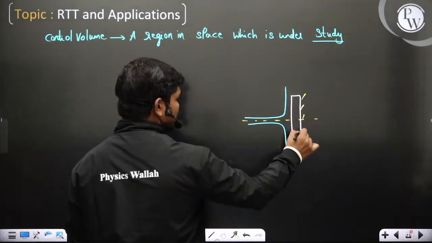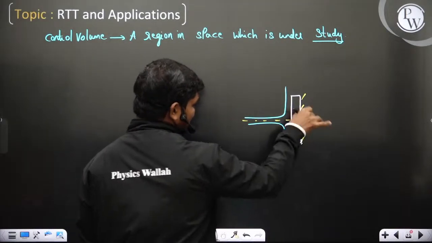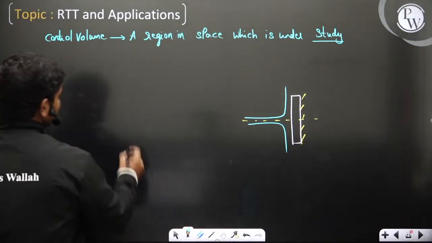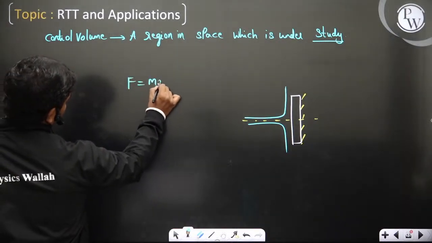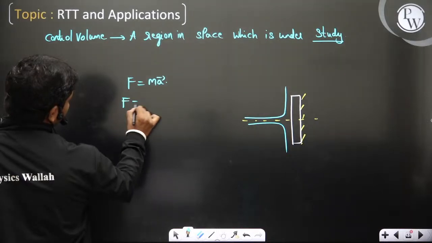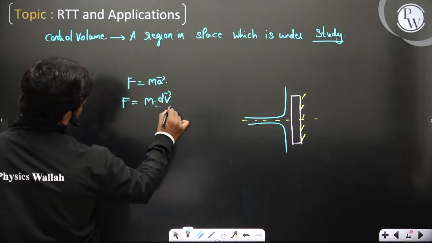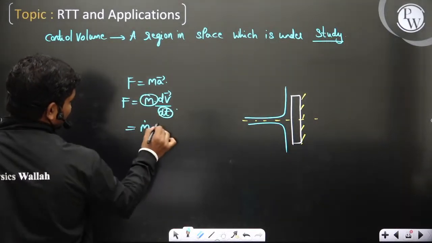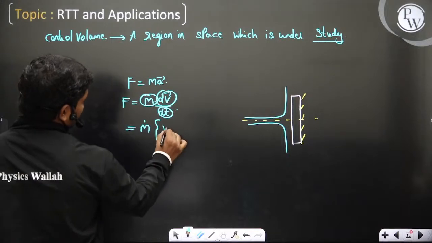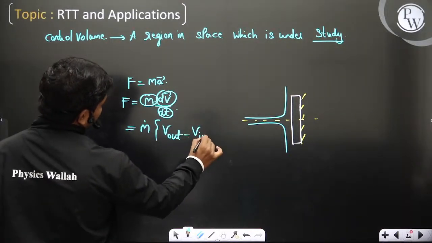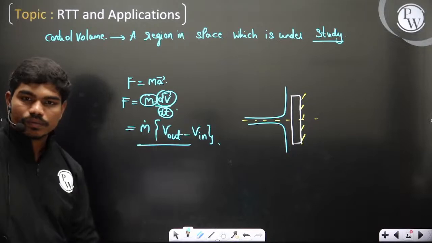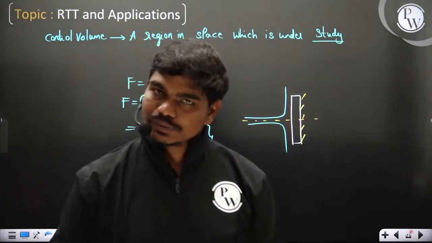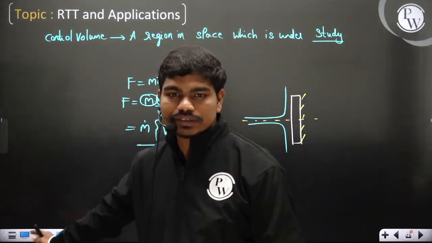And this guy is fixed. For simplicity, let us say this is fixed. Okay. Now, what you generally understand is they'll say F is equal to ma, and they'll write the momentum equation m into dv by dt, and they'll tell you m dot, and change in velocity, so v out minus v in is what they tell you. Correct? Yes or no? This is what you have seen. So F is m dot times v out minus v in is what you have seen.